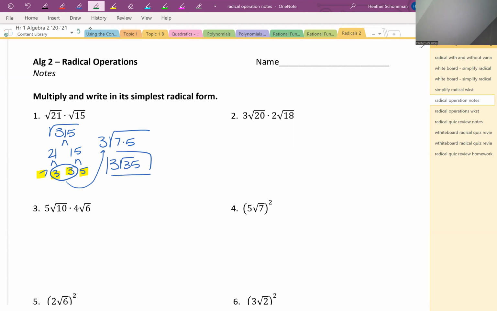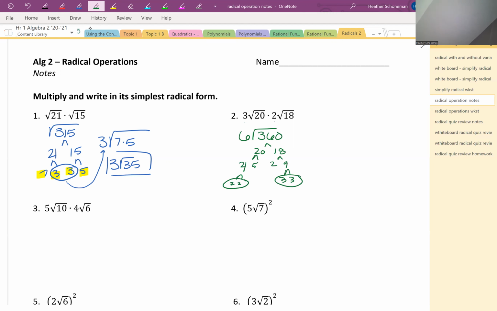Okay, let's try this again on number 2. This time we have numbers both inside and outside of our radical. So we can multiply the outside ones and we can multiply the inside ones, but we're not going to mix and match. So outside we have 3 and 2, so that's going to be 6. Inside we have 20 times 18, which will give us 360. Now we need to simplify 360. Well, let's just start with 20 and 18. This is 2 and 9. Oops. Going too fast. 2 and 9 and 3 and 3. This is 4 and 5 and 2 and 2.